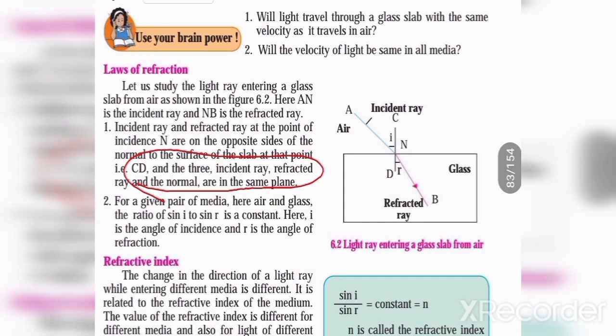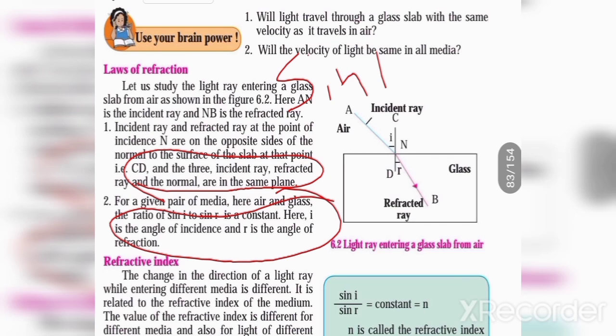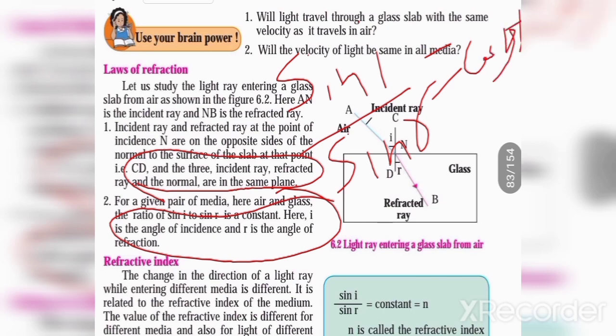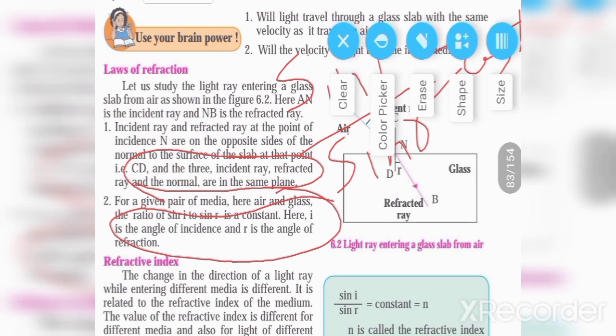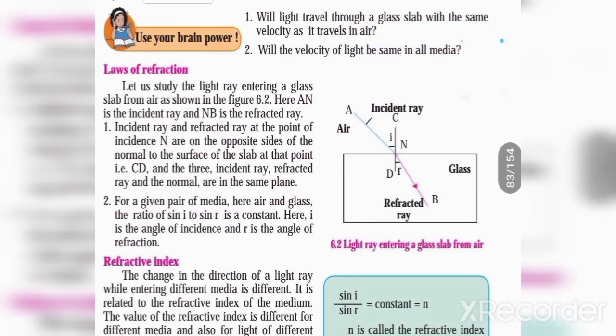The second law is that the ratio of the sine of the angle of incidence, sin i, to the sine of the angle of refraction, sin r, is constant. That means sin i upon sin r is equal to a constant. This law is called the law of refraction. Those are the two laws of refraction. That is a very important question, students.